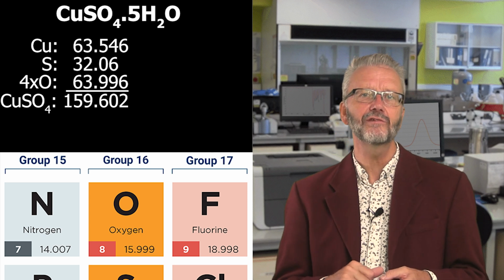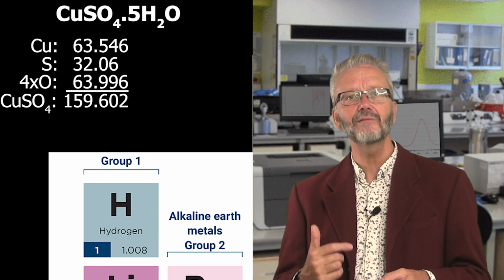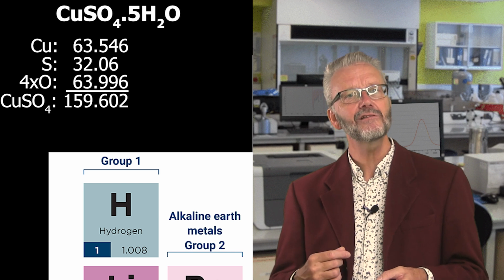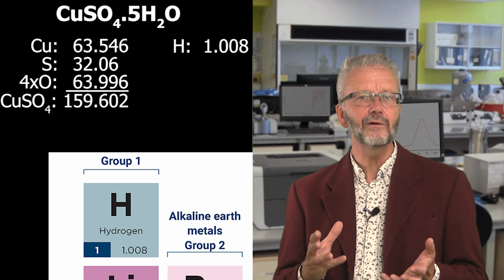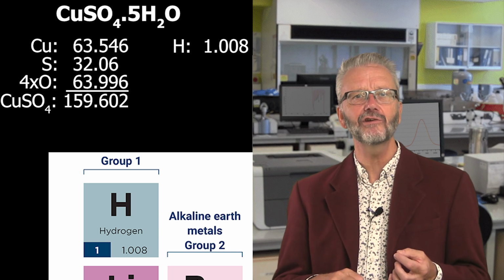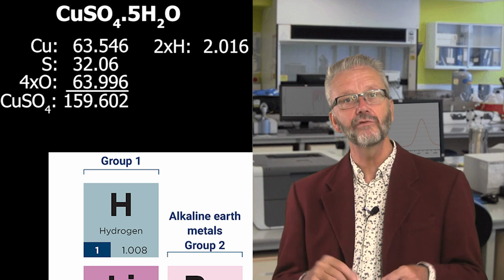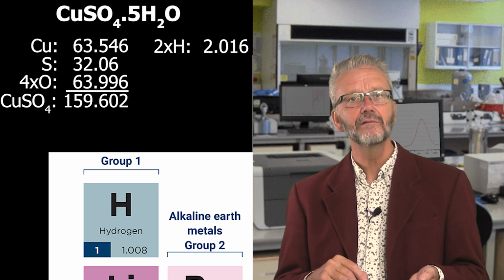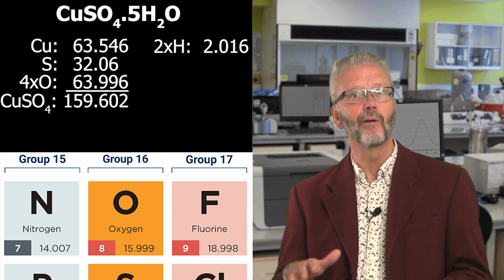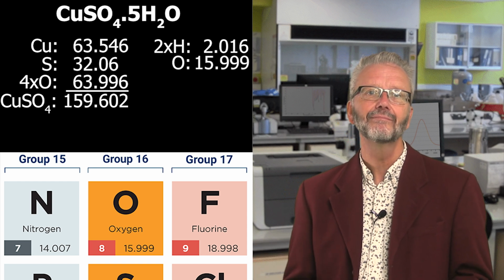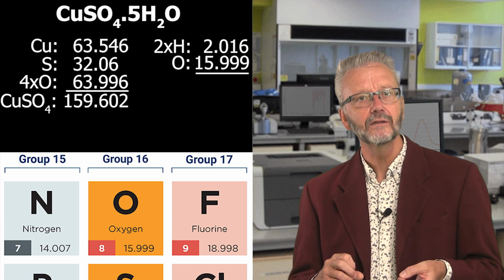Now we consider the water molecules. They contain hydrogen, so we look up the relative atomic mass for that element, and it's 1.008. Each water molecule contains 2 atoms of hydrogen, so we multiply that figure by 2. Water also contains an atom of oxygen, so we look that up and it's still got a relative atomic mass of 15.999.